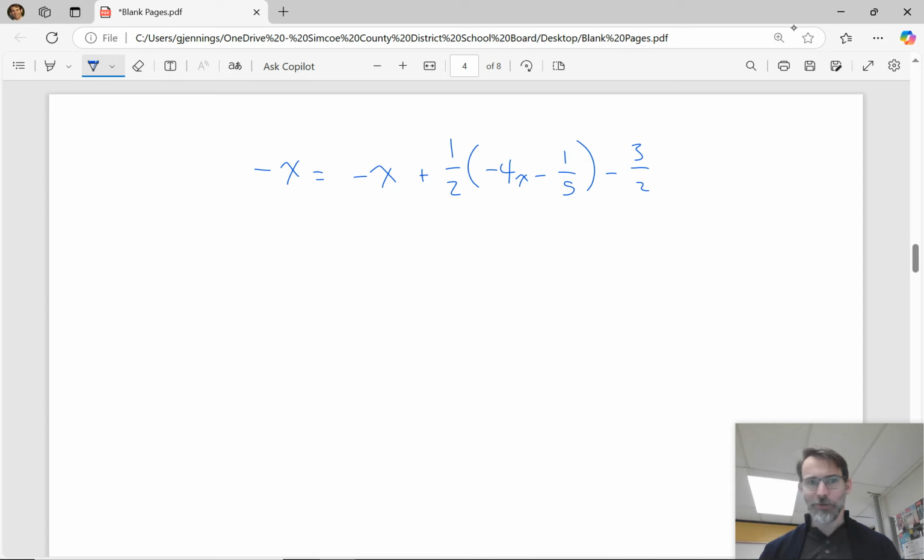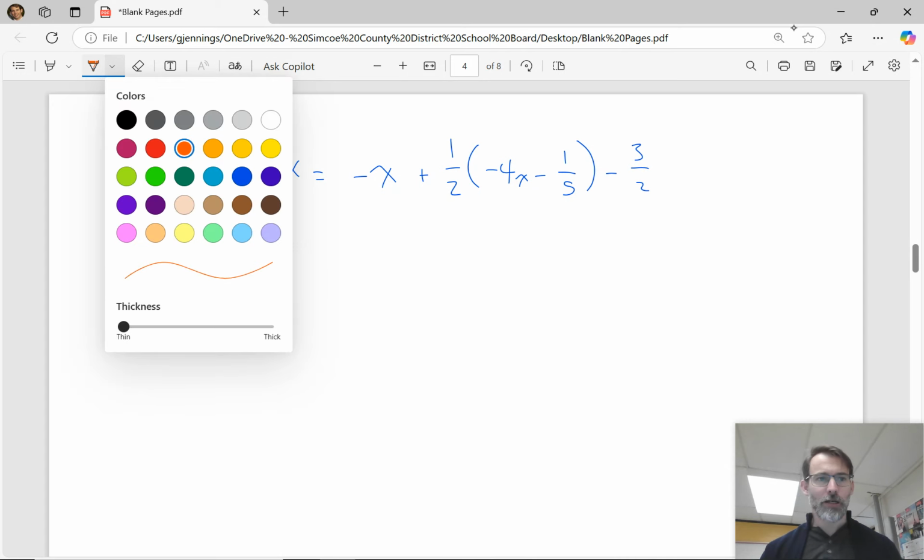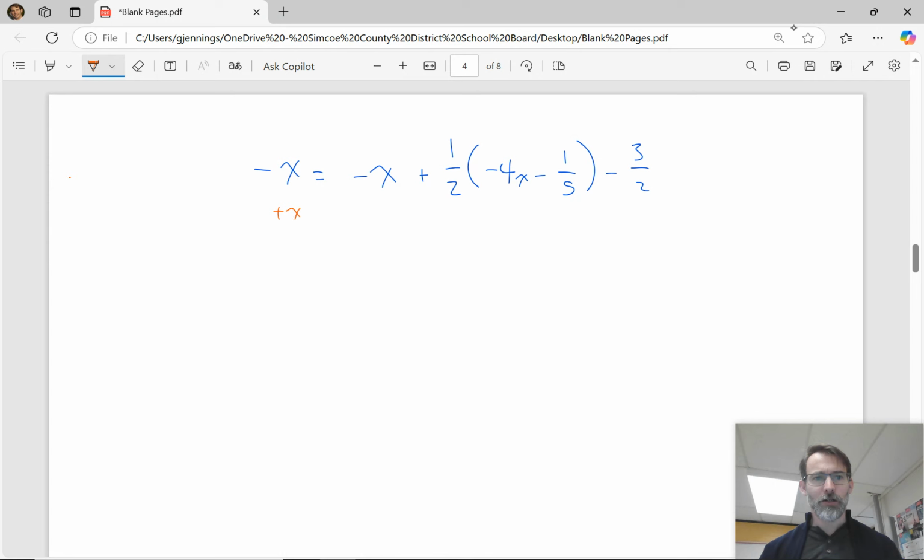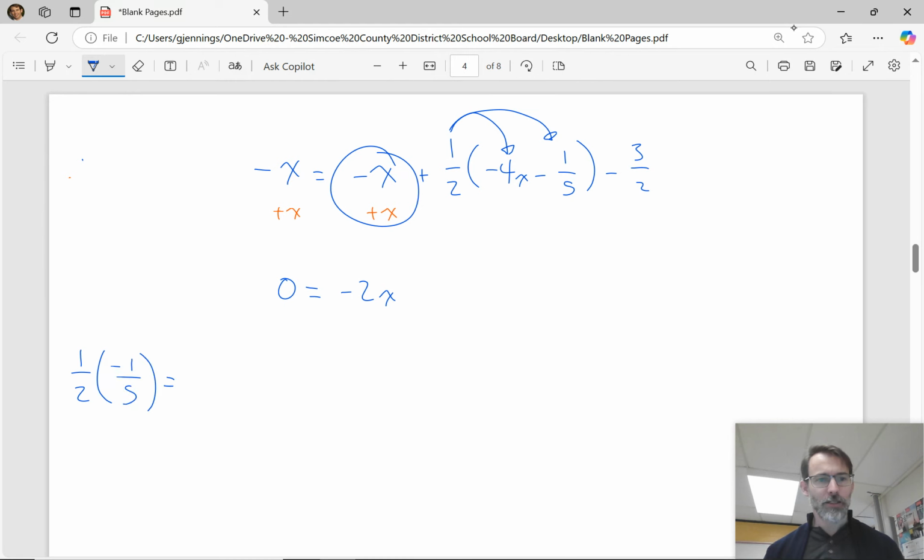We can add x to both sides though. Nothing wrong with that. Let's just add x here and add x there. They're gone. Now this is just a quick tidy that we can do with an inverse operation. 0 equals, this is gone, so I just have this to distribute in. 1/2 of minus 4x is minus 2x. And 1/2 of minus 1/5 is, well, let's do it. 1/2 multiplied by negative 1/5 is equal to negative 1/10, because we multiply top times top over bottom times bottom.